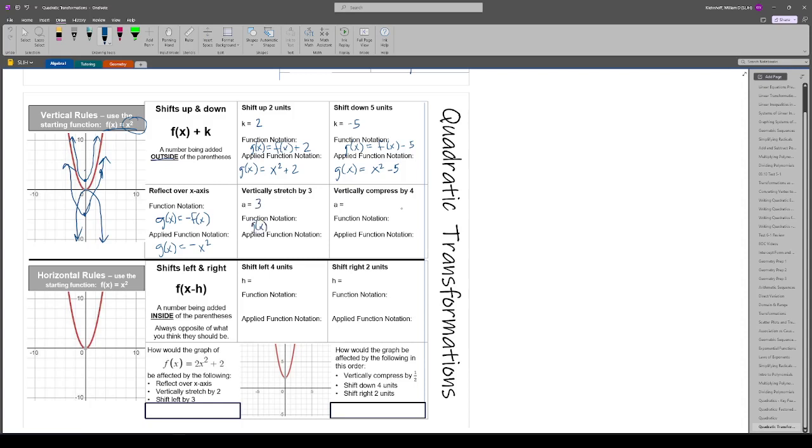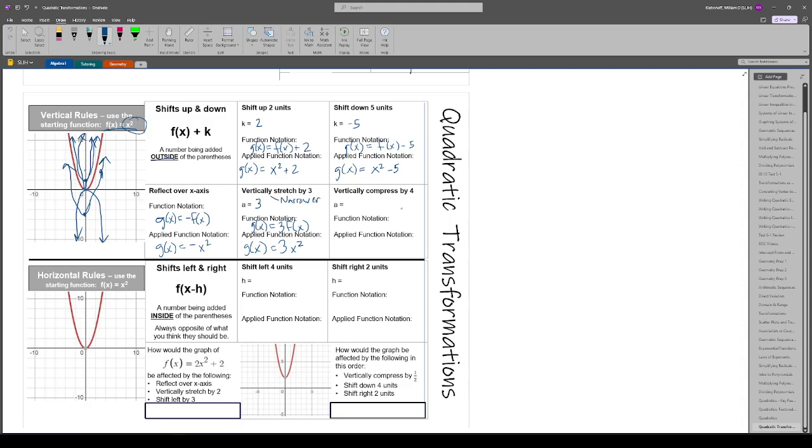Our function notation, g of x equals 3 times f of x. And we would get our applied function, g of x equals 3x squared. Okay, 3x squared. So in this case, we're squaring the x values and then tripling them. And what happens is we get 3 times steeper. So the graph grows, same y-intercept, but it grows much more quickly. It's a much narrower graph, so vertically stretched.